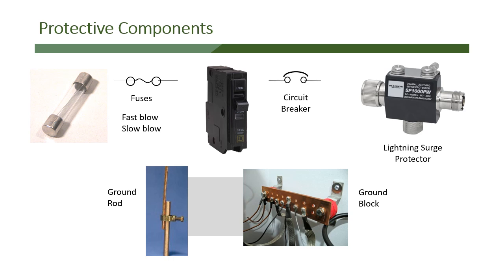So when the current rating of that fuse is 1 amp, it means that the minute that fuse senses that there's more than 1 amp in the circuit, that wire starts heating up very rapidly because it cannot handle the amount of power running through it, and then it basically burns apart and opens the circuit and protects it.